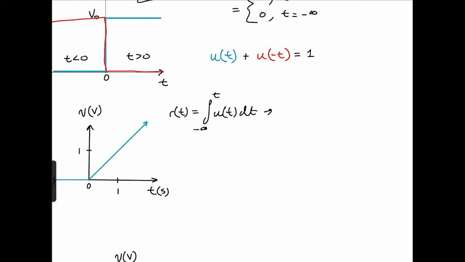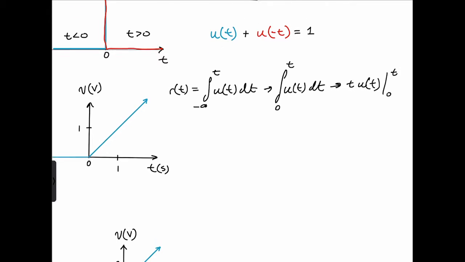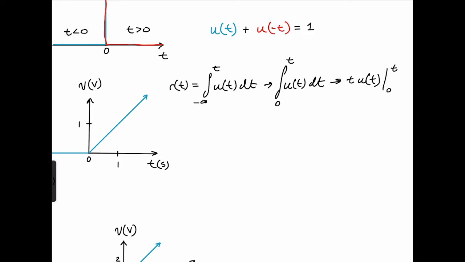So we can then change the limits of integration to from 0 to t, u of t dt. That will give us t times u of t, and we can take that from 0 to t. So this then simplifies to the following, which is our expression for our ramp function with the ramping starting from a time instance of 0.